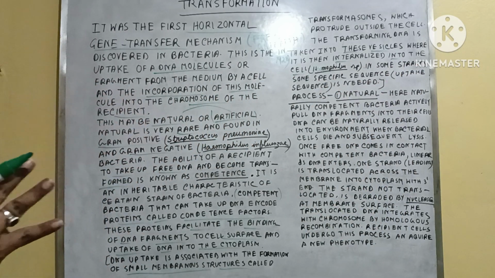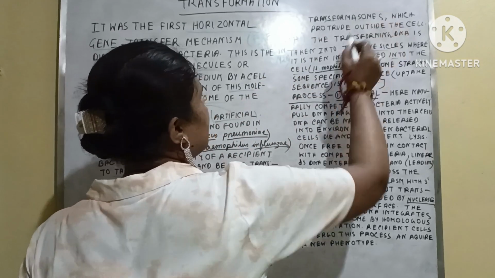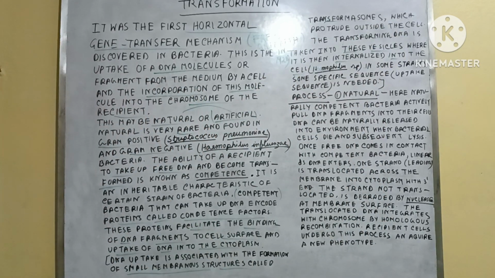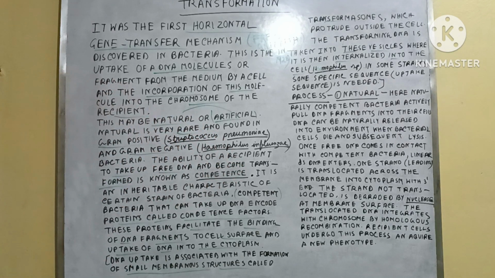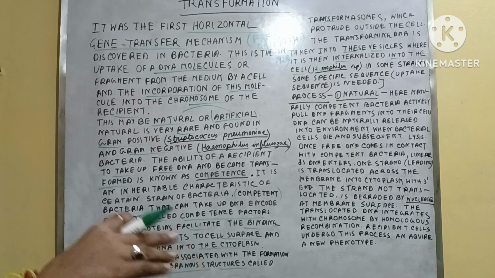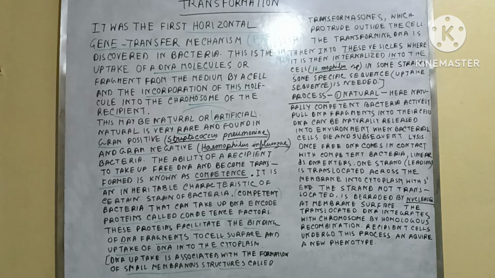So what is the actual function of these transformosomes? These are very small vesicles or sac-like structures, and they help in the internalization of the gene or DNA, so that DNA is internalized within the cytoplasm through these vesicles. Clear?